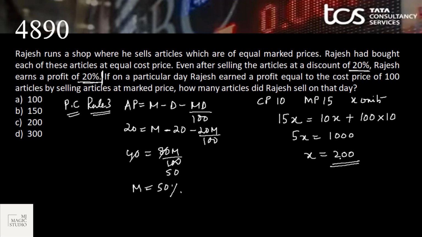We can cross check it again. 200 into 15 is 3000. That is his total collection. For 200 articles, the cost price is 200. So his profit is 1000. And 1000 is the cost price of 100 articles. Option C fits in.